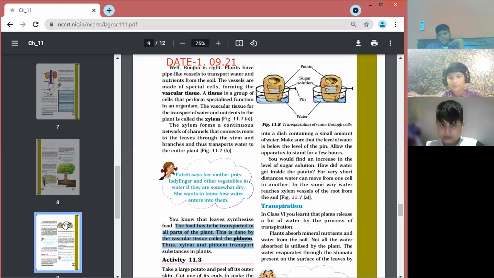Yes, so ma'am, here is activity 11.3. Let me tell you about this activity. This is a very interesting activity. We have to take one potato, just peel it, and you can do this activity at home even. Peel the potato and cut it at the base so that it can stand, otherwise the potato will not stand. Peel it, and in the center you have to make a cavity.